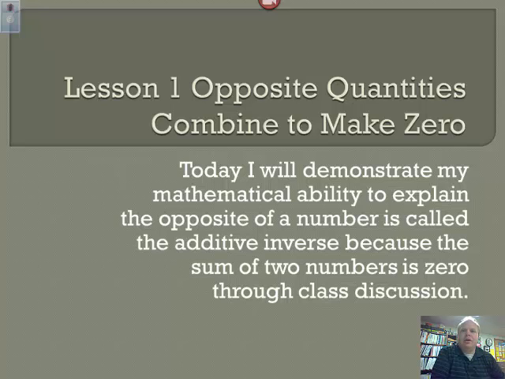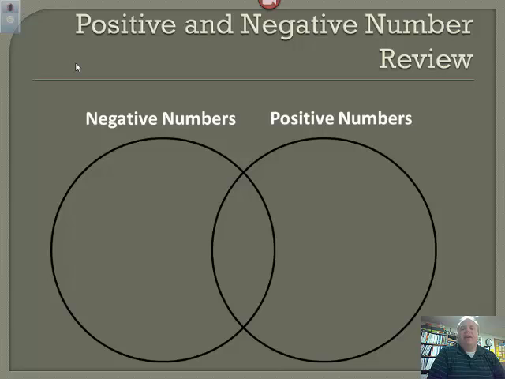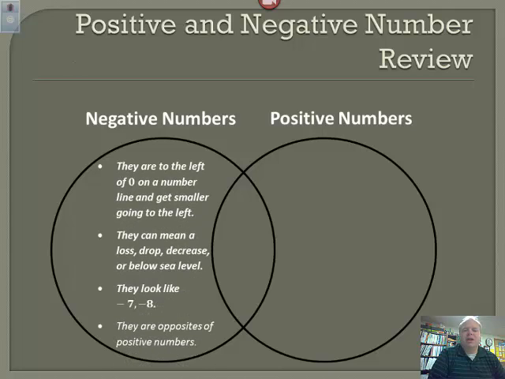Okay, so let's go ahead and see what we're going to be looking at. We're going to be looking at positive and negative numbers, but let's review what we know about negative numbers. Negative numbers, first of all, are to the left of 0 on a number line, and they get smaller going to the left. So the further left on the number line, the smaller the number.